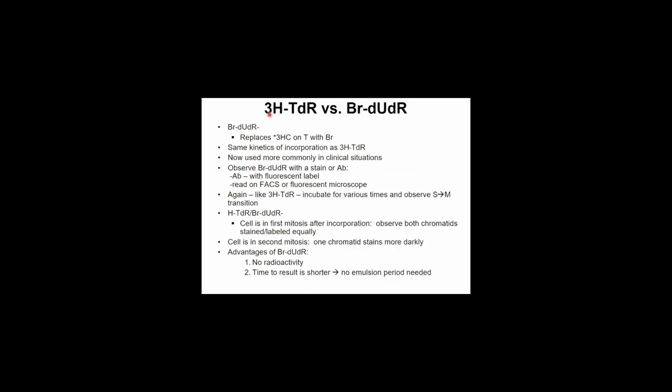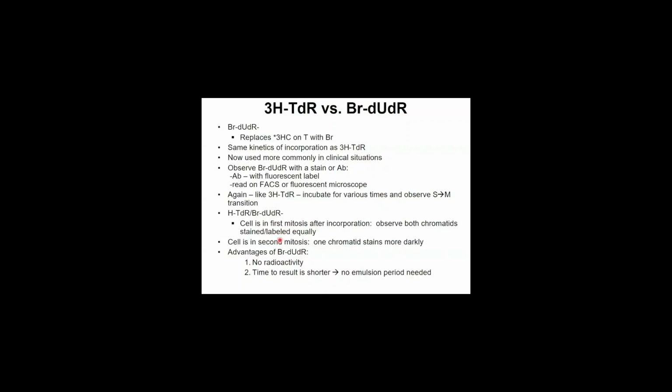Okay, here's the example. Take the bromodeoxyuridine, it replaces the tritiated thymidine. It has the same kinetics of incorporation as tritiated thymidine. It's much more commonly used because there's no radio label. You can observe it with a fluorescent label, and it measures cells mostly that are in S phase.